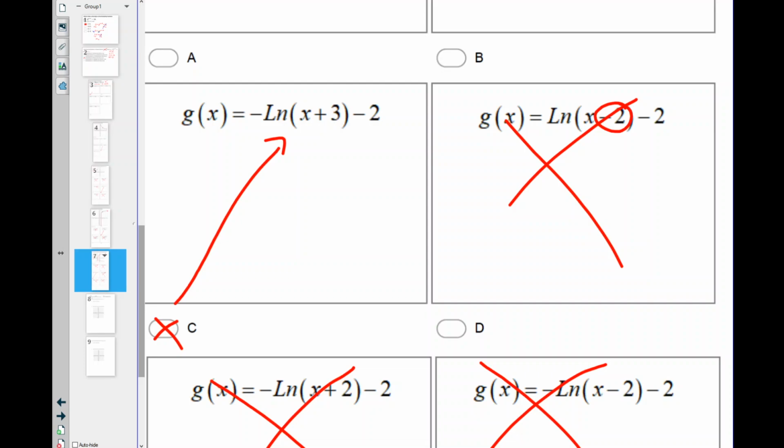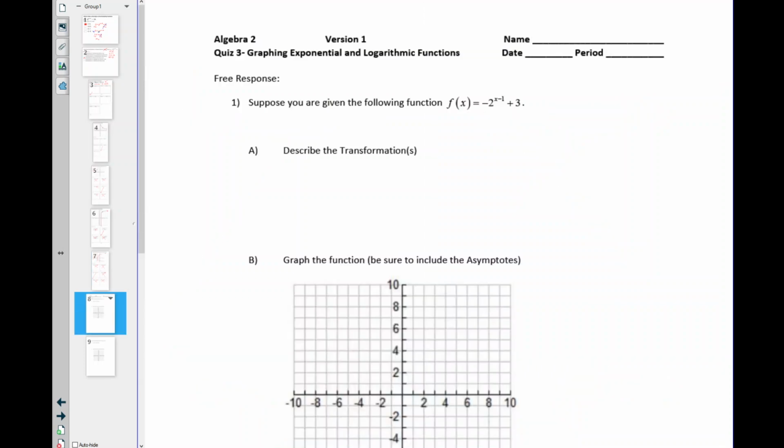Okay. And now finally the free response. Both free responses were worth 7 points. You had 3 points for the transformations, 4 points for the graph. 7 points each, so if you got anything less than that, then something was wrong. All right, so first let's describe the transformations: A, C, H, and K. A is?